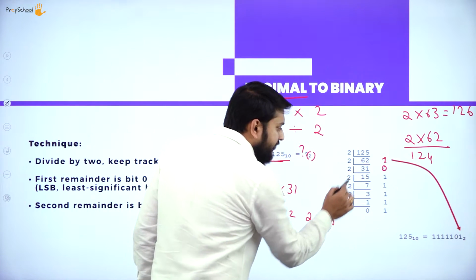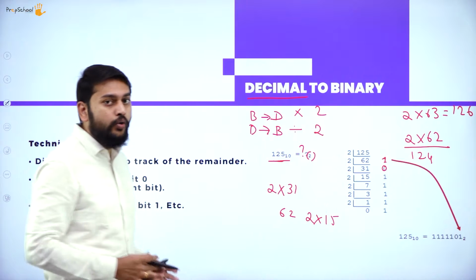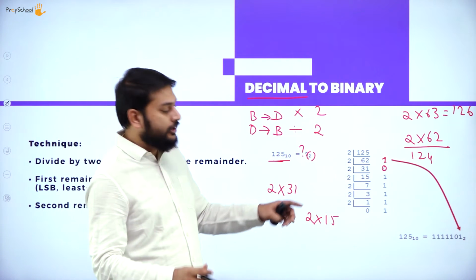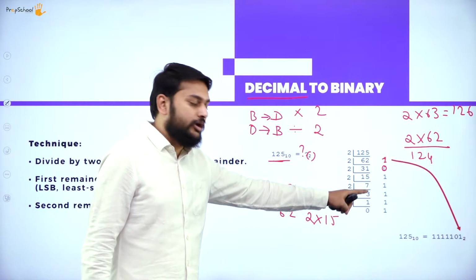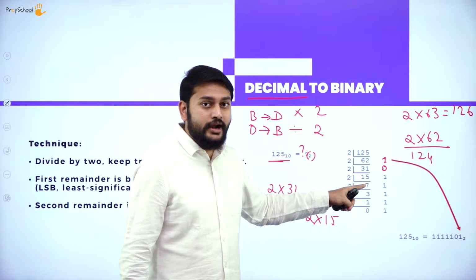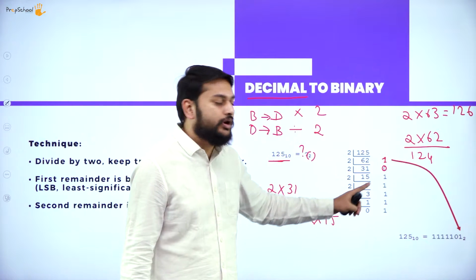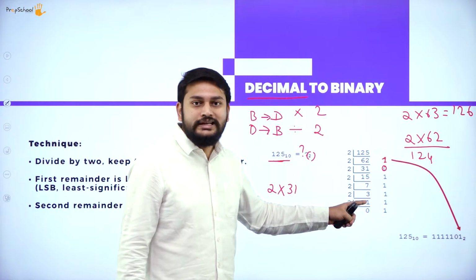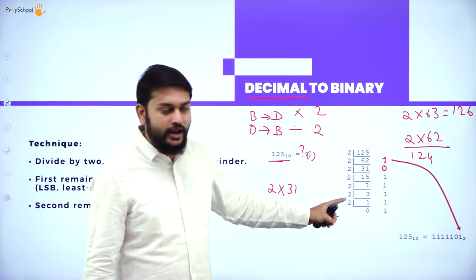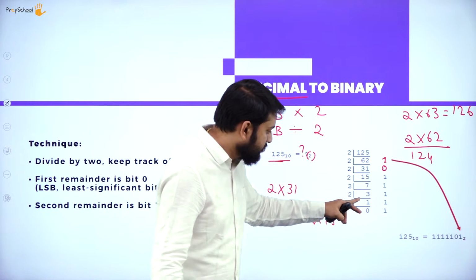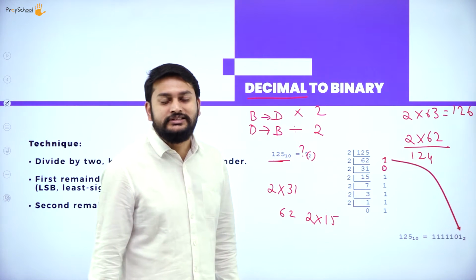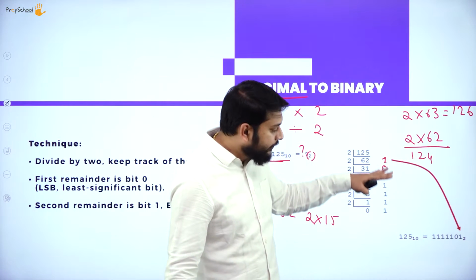Again, I have 15. So I should divide it. How do I do that? 2 sevens are 14, so I'm writing 7, with 1 remainder. Again, I have 7, right? I should divide it. 2 threes are 6, so for 7, I have 1 remainder. Then 3 I have. 2 ones are 2 and 1 remainder. This I will bring here and I will write 0 here. So this is how I will calculate.